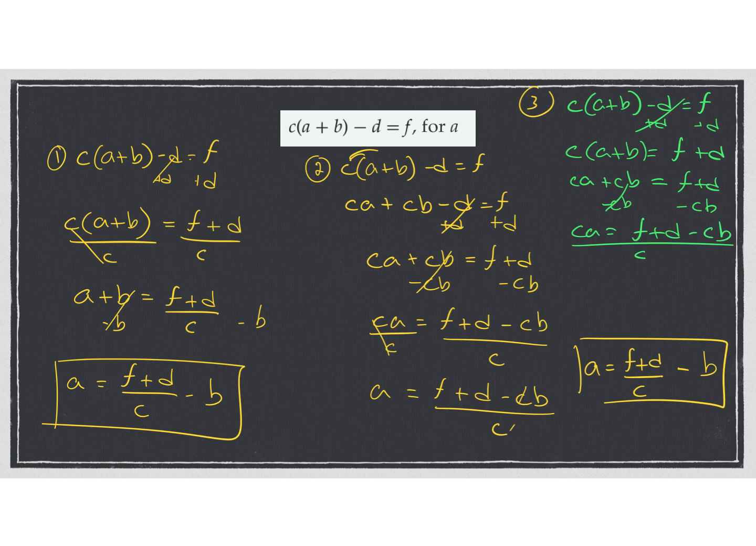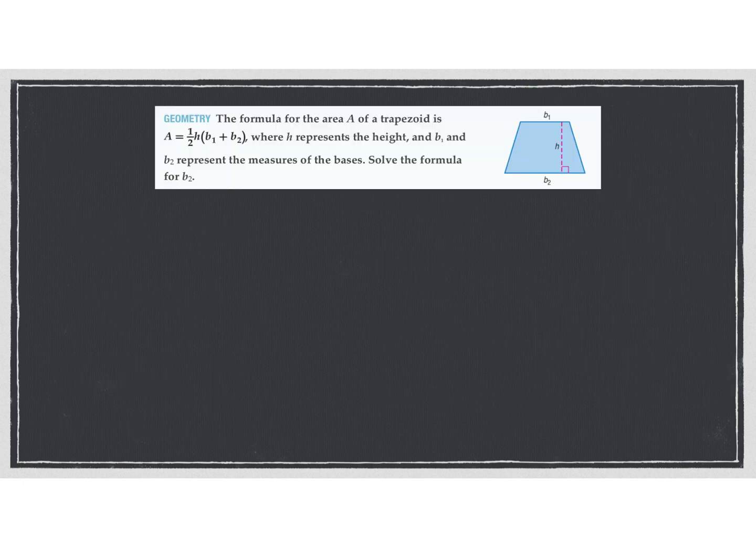When I divide everything by C, I get A equals F plus D minus CB over C, which is this exact same step. So we can simplify it to get the exact same answer as the second way, which is the exact same answer as the first way. Again, you can choose whichever you prefer. They all should give you the same answer. Just make sure you follow the rules when it comes to rearranging the equations.